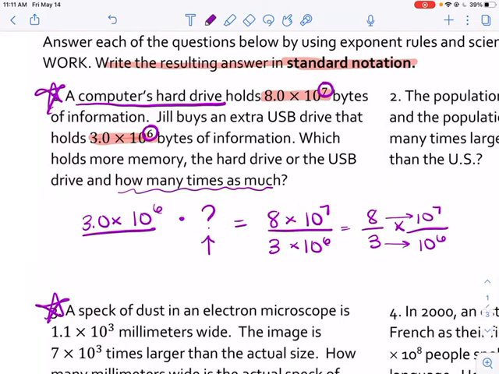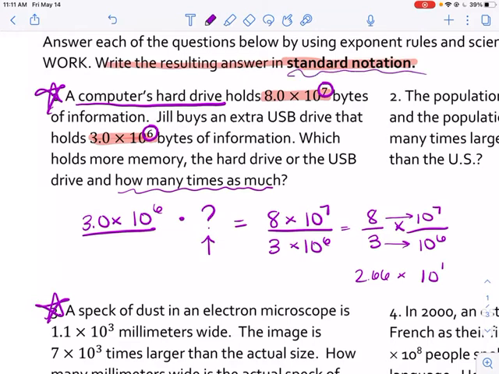8 divided by 3, you could put that into your calculator, but it equals 2.66666. I'm just going to round it to 2.66. And then 10 to the 7th divided by 10 to the 6th, I subtract the exponents, so that's going to be 1. So it'll be 10 to the 1st. Always remember to keep the base. So now we have 2.66 times 10 to the 1st, but I was asked to put this in standard notation.